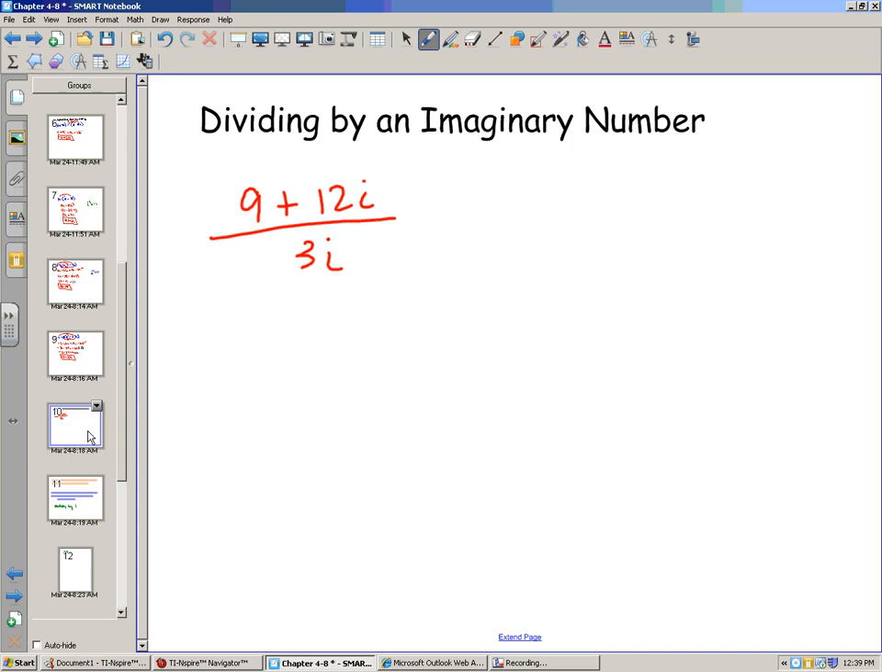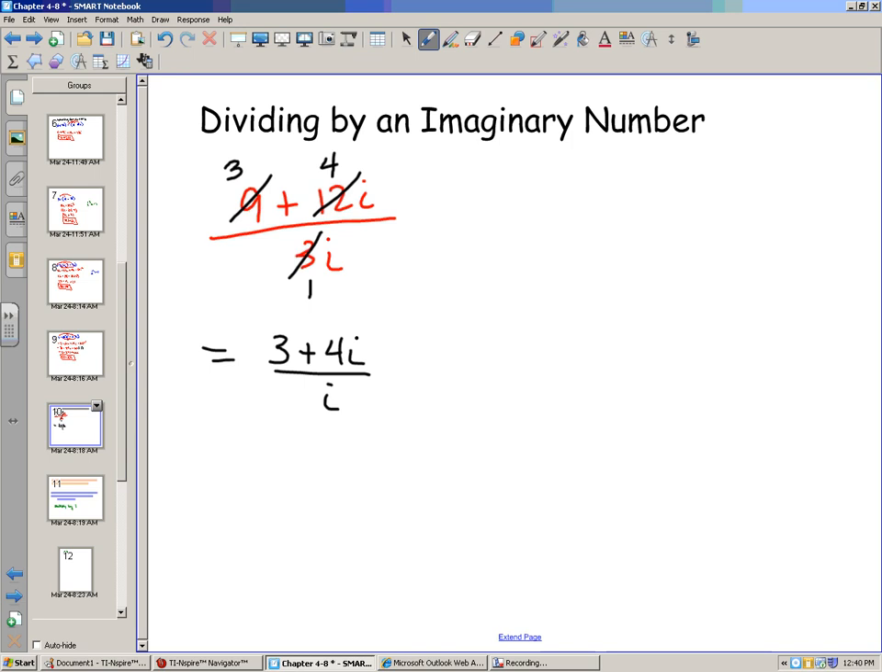So now, when you look at this, what can you determine? They're all divisible by 3, aren't they? That means 9 divided by 3 is 3, 12 divided by 3 is 4, 3 divided by 3 is 1. So what I actually have is (3 + 4i) divided by i. That's my problem. Do you all see that? That is its simplest form right now, isn't it? But what do you see on the denominator of your simplest form?